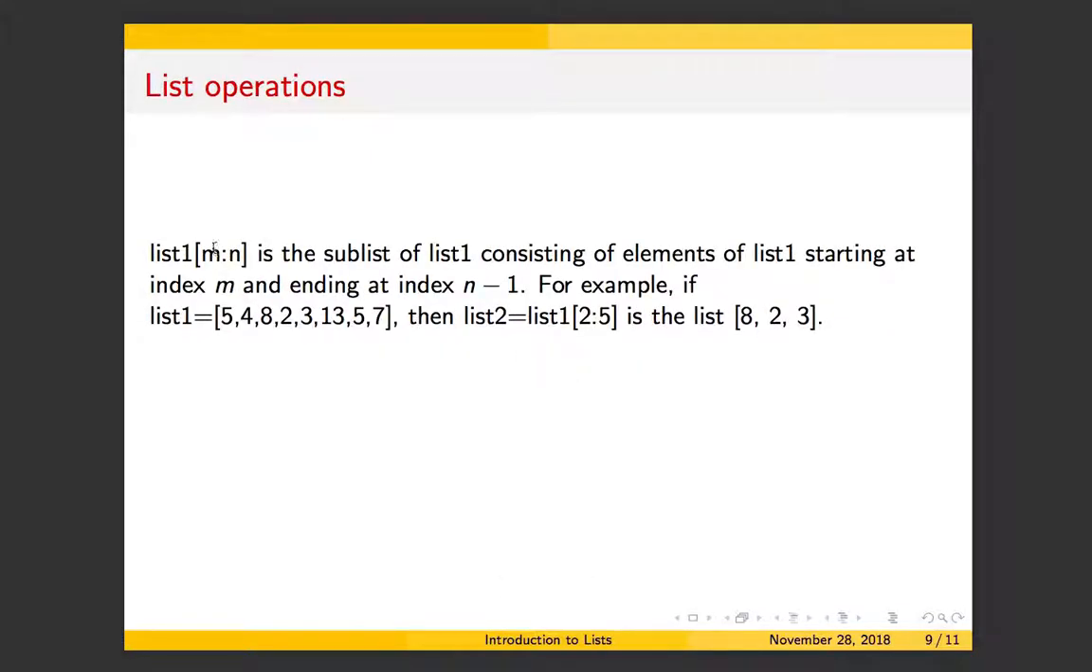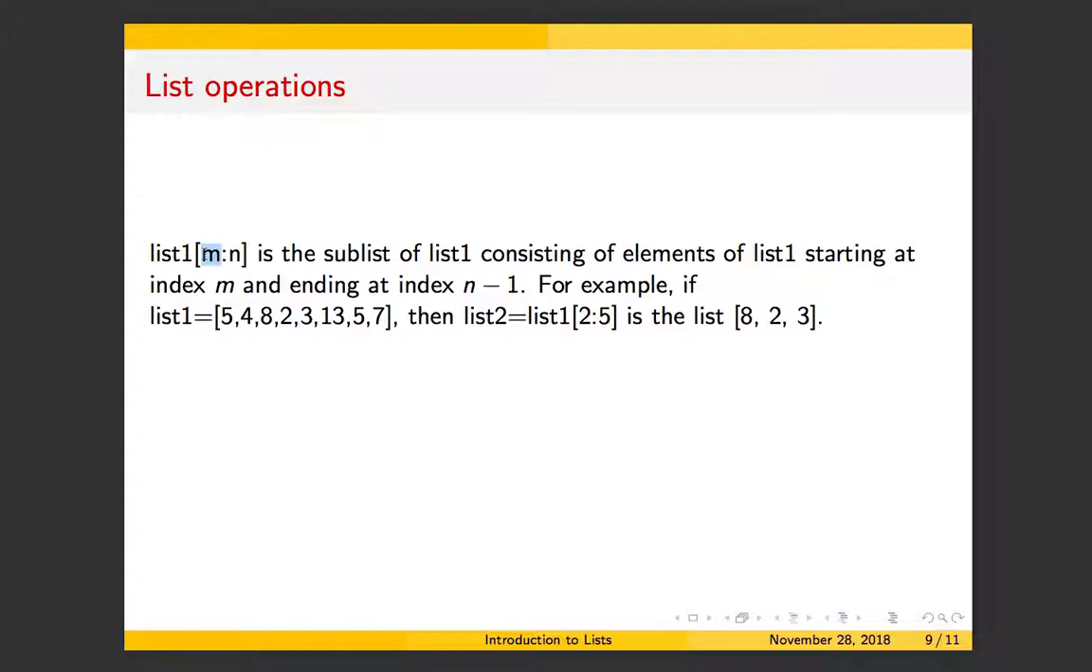Just like with strings, you can do this little m:n notation to pick off a subpart of what you're looking at. So list1[m:n] is the sublist of list 1 consisting of the elements of list 1 starting at position m or index m, whichever word you like, and not ending at position n, ending at position n minus 1.